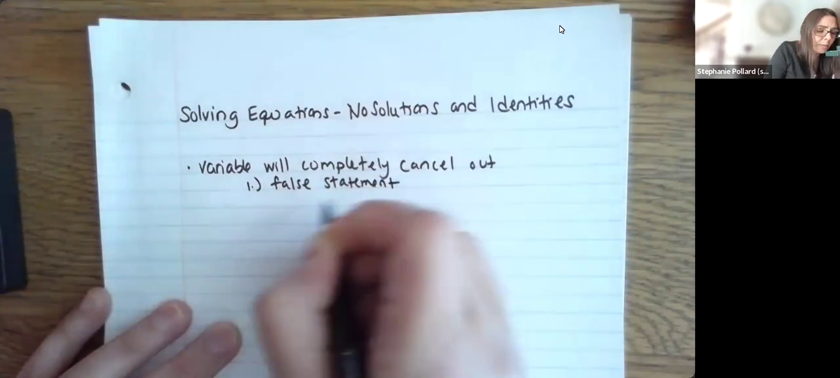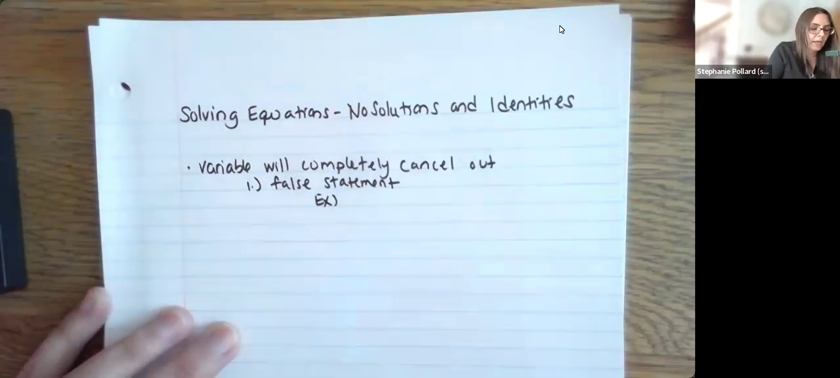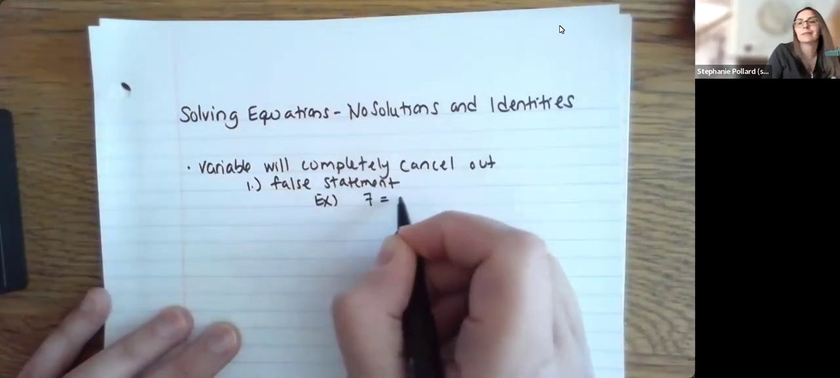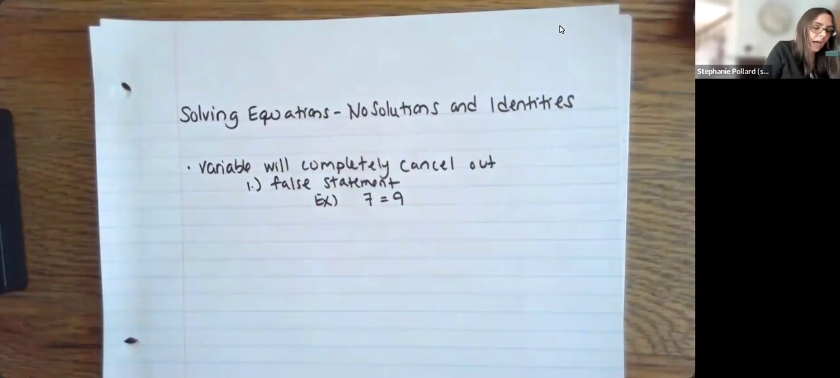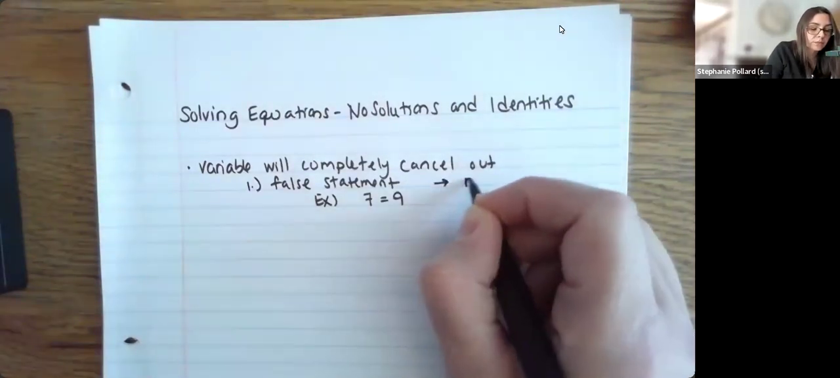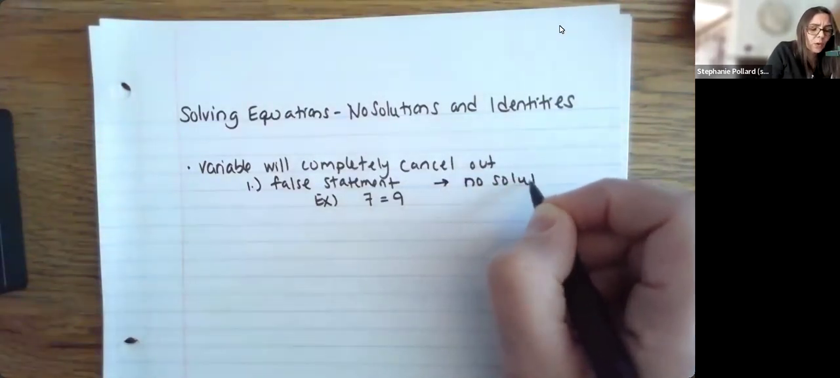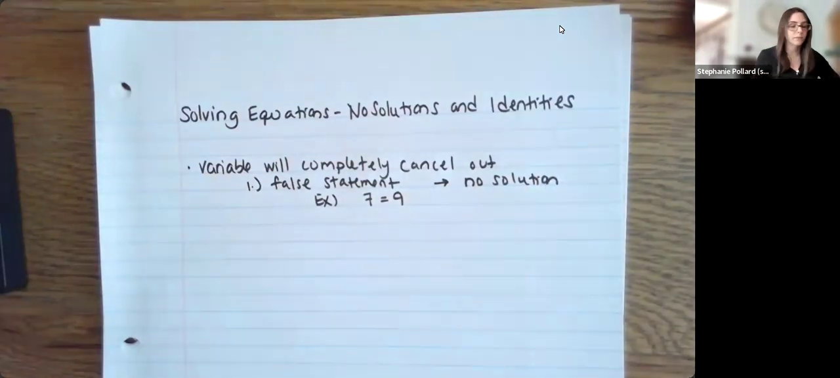So just as an example, maybe you're solving and you get something like 7 is equal to 9, right? Something that doesn't make sense. This is when you have no solution. So there's absolutely no way to get that equation to work out.